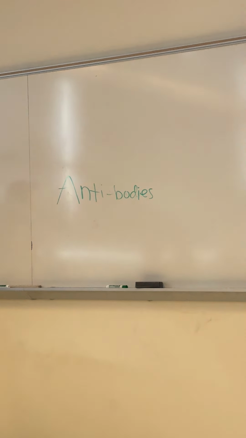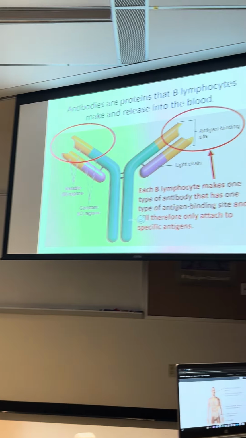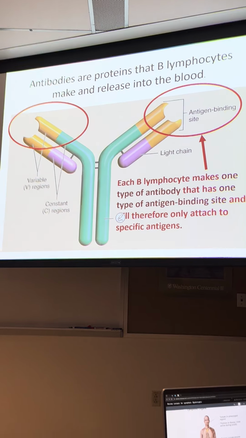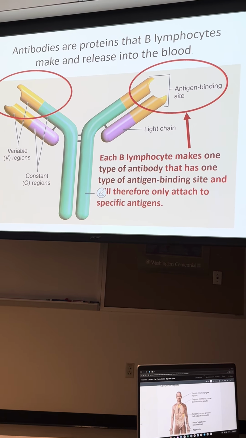Okay, antibodies producers, okay? That's what B cells do. B cells produce antibodies. We're going to go into a little bit more detail here. Antibodies, okay? It's a protein that B cells make, and they release it into the blood.